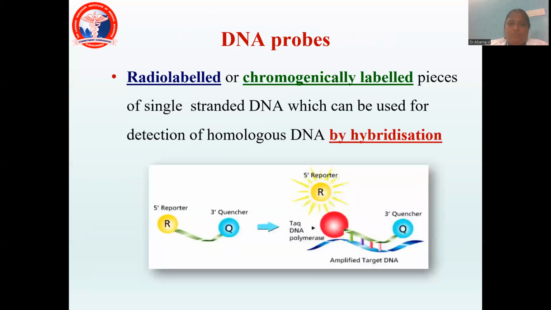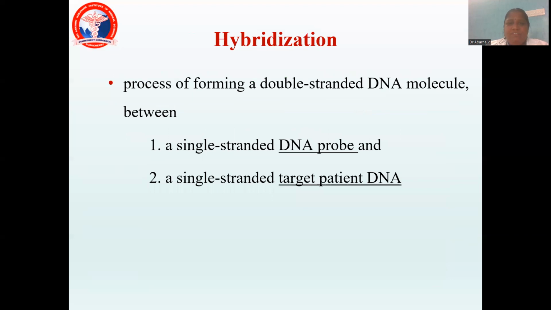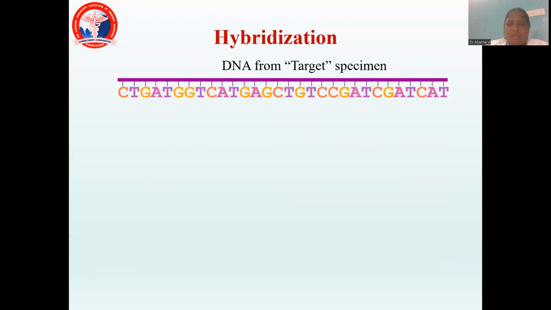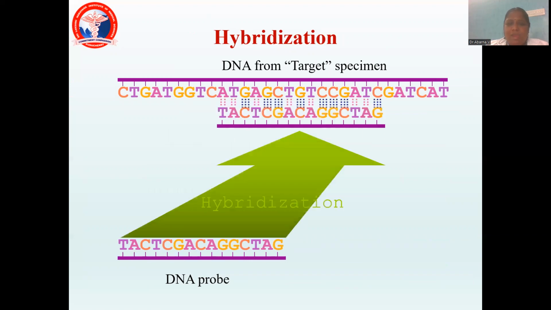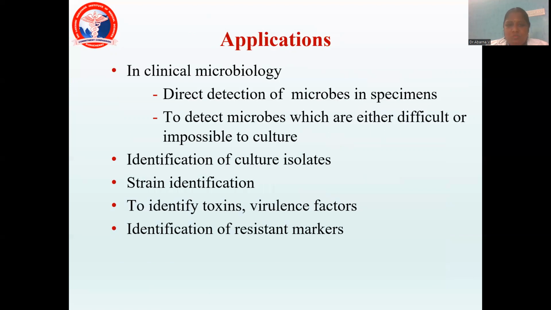Coming to DNA probes. DNA probes are nothing but radio-labeled or chromogenically labeled pieces of single-stranded DNA, which can be used for detection of homologous DNA by hybridization. Hybridization is a process of forming a double-stranded DNA molecule between a single-stranded DNA probe and a single-stranded target patient DNA. So this DNA is from the target specimen, and this DNA probe is used for diagnostic purposes. Hybridization occurs between these two.